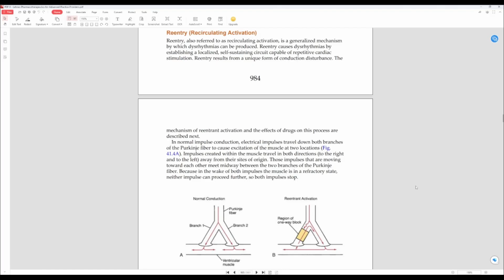In normal impulse conduction, electrical impulses travel down both branches of the Purkinje fibers to cause excitation of the muscle at two locations. Impulses created within the muscles travel in both directions, away from their site of origin. Those impulses that are moving toward each other meet midway between the two branches of the Purkinje fibers. Because in the wake of both impulses, the muscle is in a refractory state, neither impulse can proceed further, so both impulses stop.